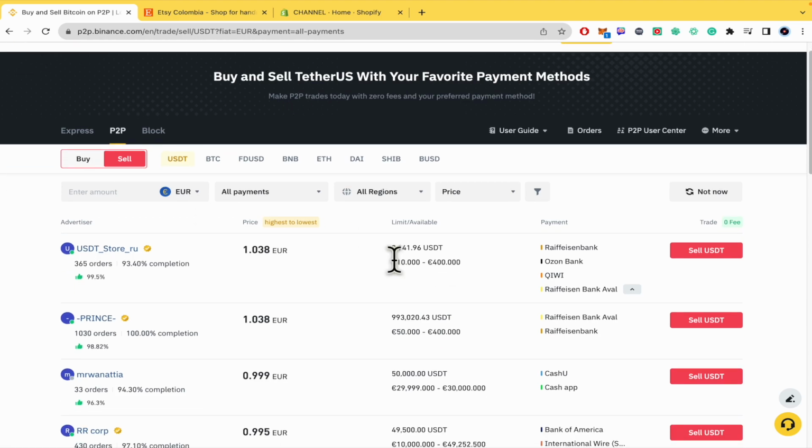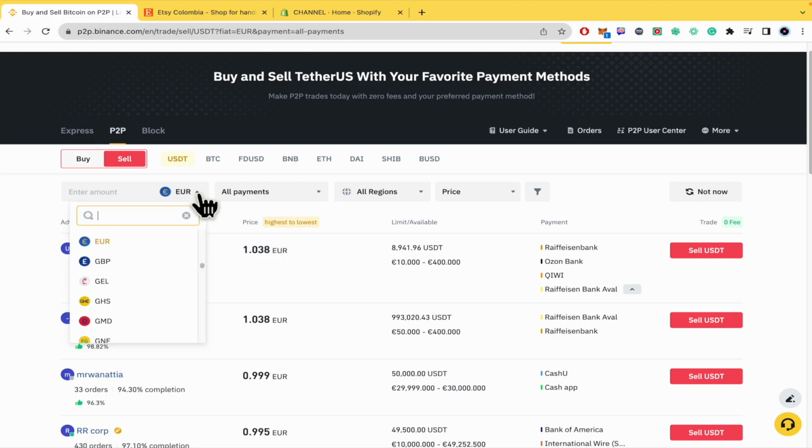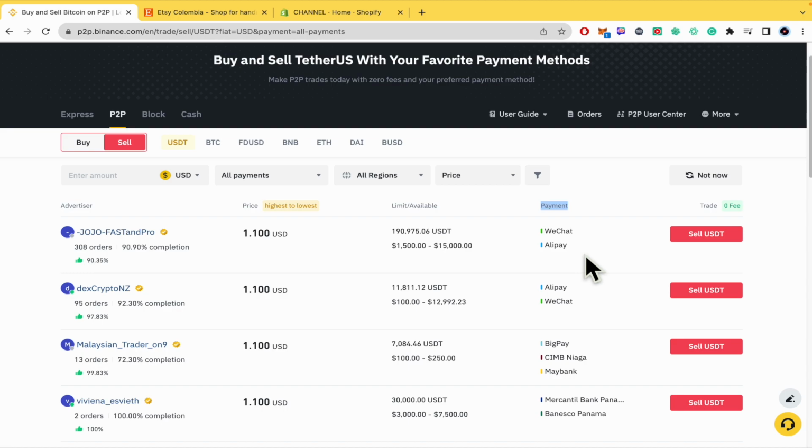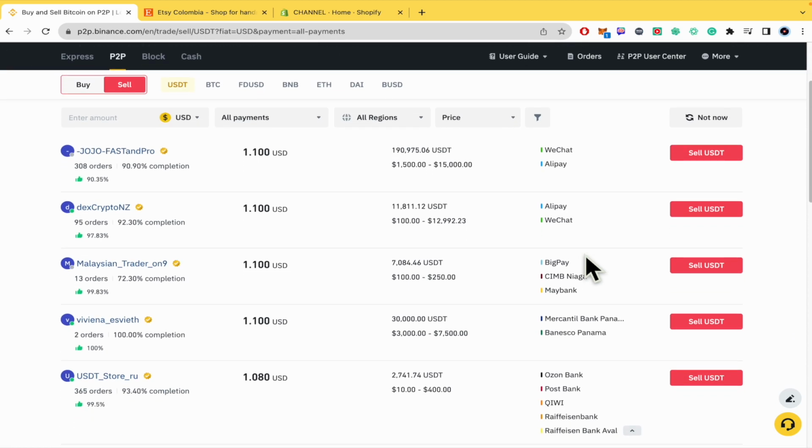So as you can see here, you have the advertiser who has a different number of orders, a percentage of completion, the price that is going to be selling you this. I selected the euro, but let's suppose it's a USD because we're selling USDT, okay, to the USD. And here in the payment, we have different options. So they're going to be paying us through WeChat or Alipay.